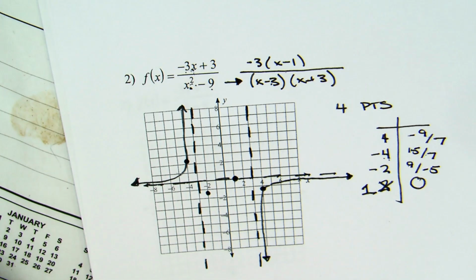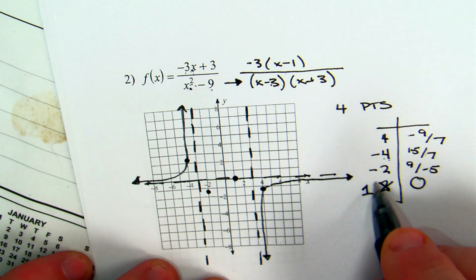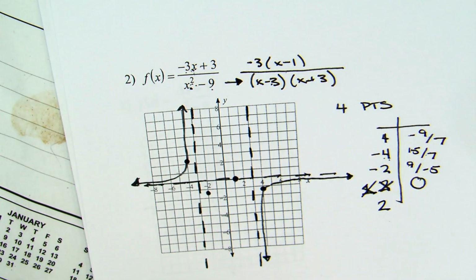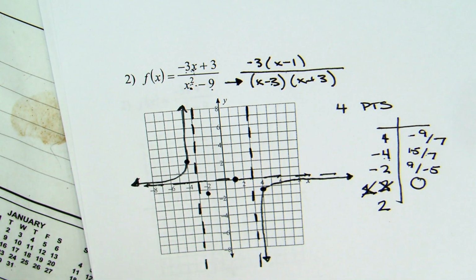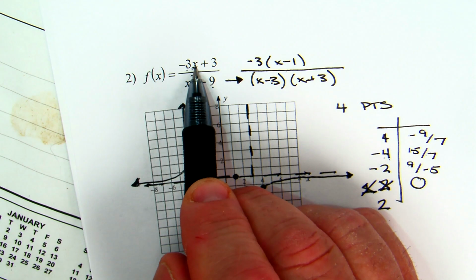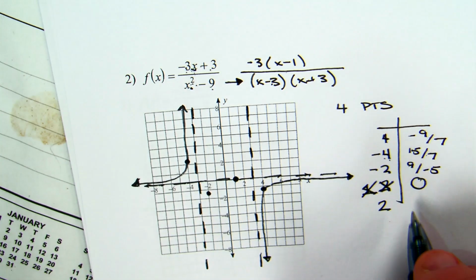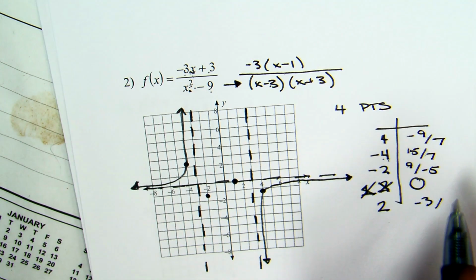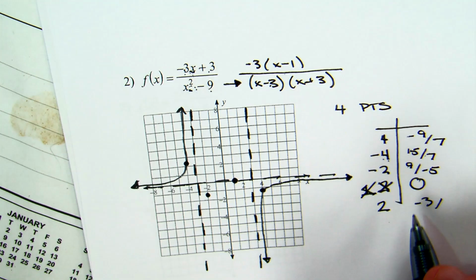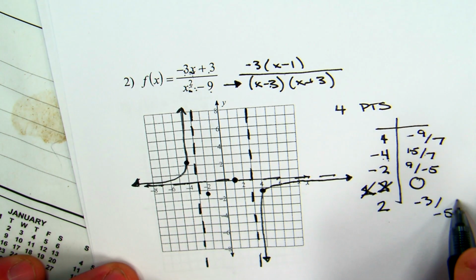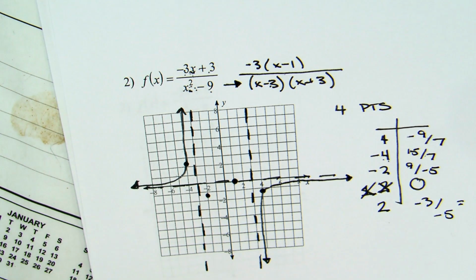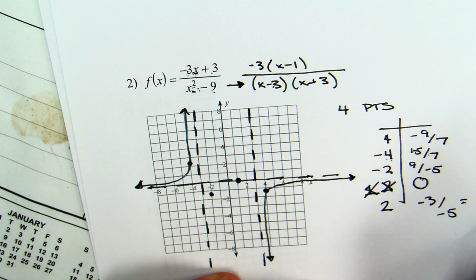Now, when I plug in 1, 0, where am I at? I'm at the what? Asymptote. Alright? So that means I'm going to do 2 instead. So now I'm going to plug in 2. Negative 3 times 2 is negative 6. Negative 6 plus 3 is negative 3. 2 squared is 4. 4 minus 9, negative 5. Negative over a negative turns into a what? Positive. So that's 3 over 5.